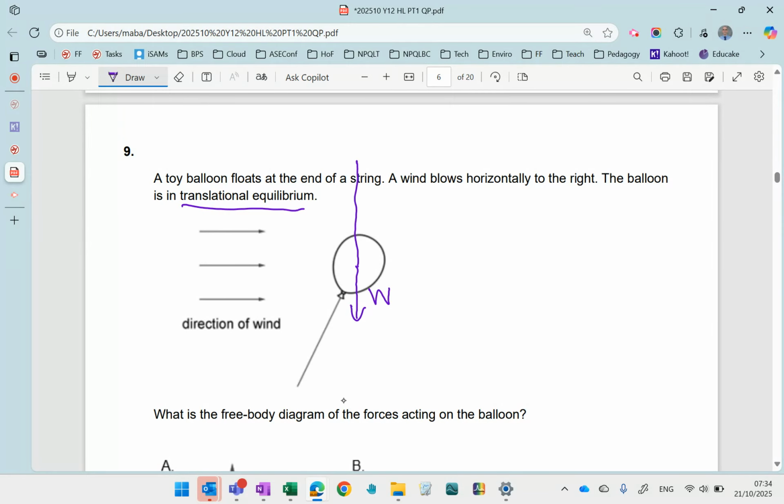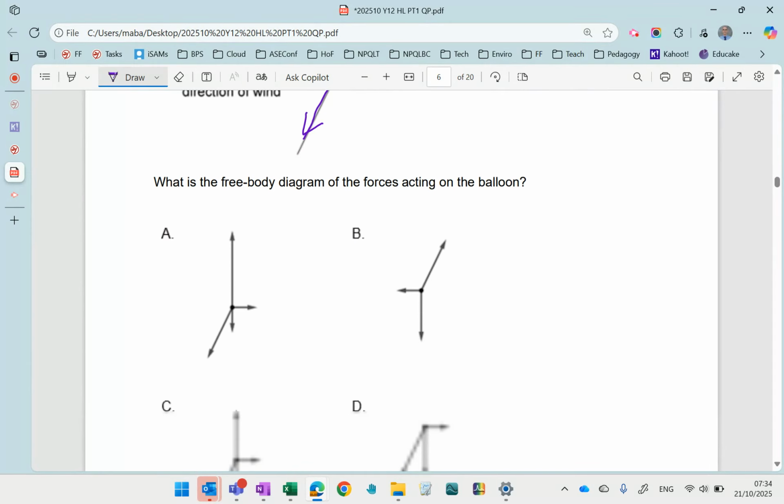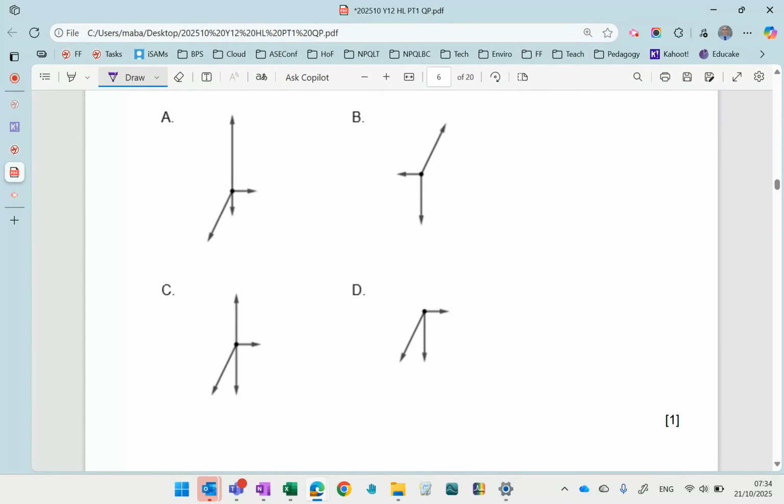What other forces have we got? We're going to have the upthrust or the buoyant force. This is clearly a helium balloon, not an air balloon. We've got the air pushing on it, and the air is pushing it over to the right, so that's the force of the air. And then the final force, of course, is the tension in the string. So which one does that look closest to?